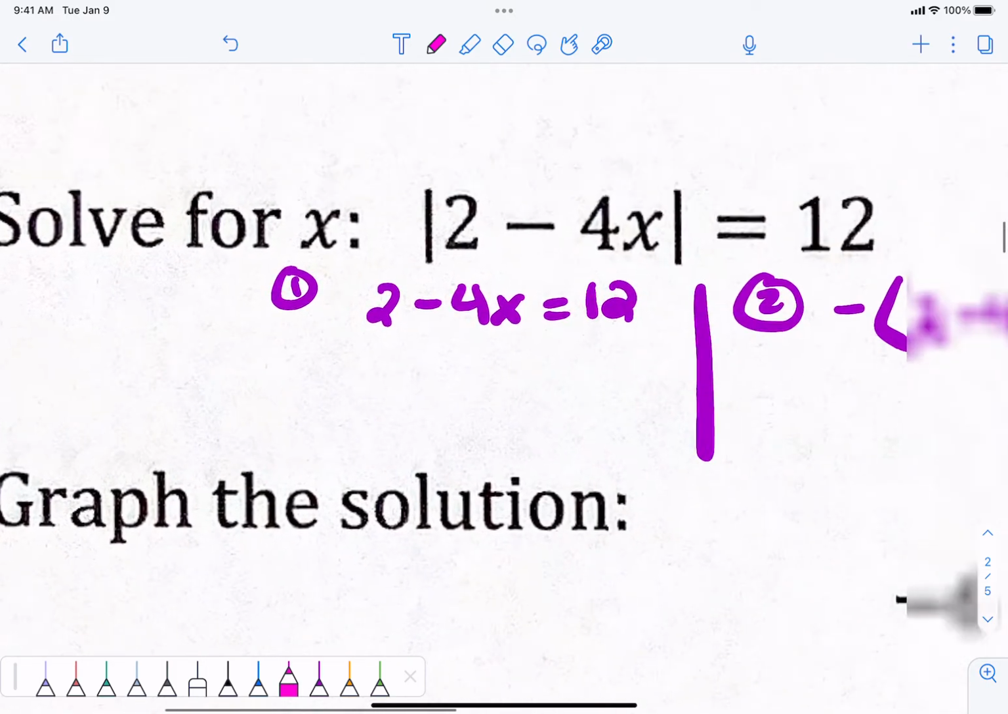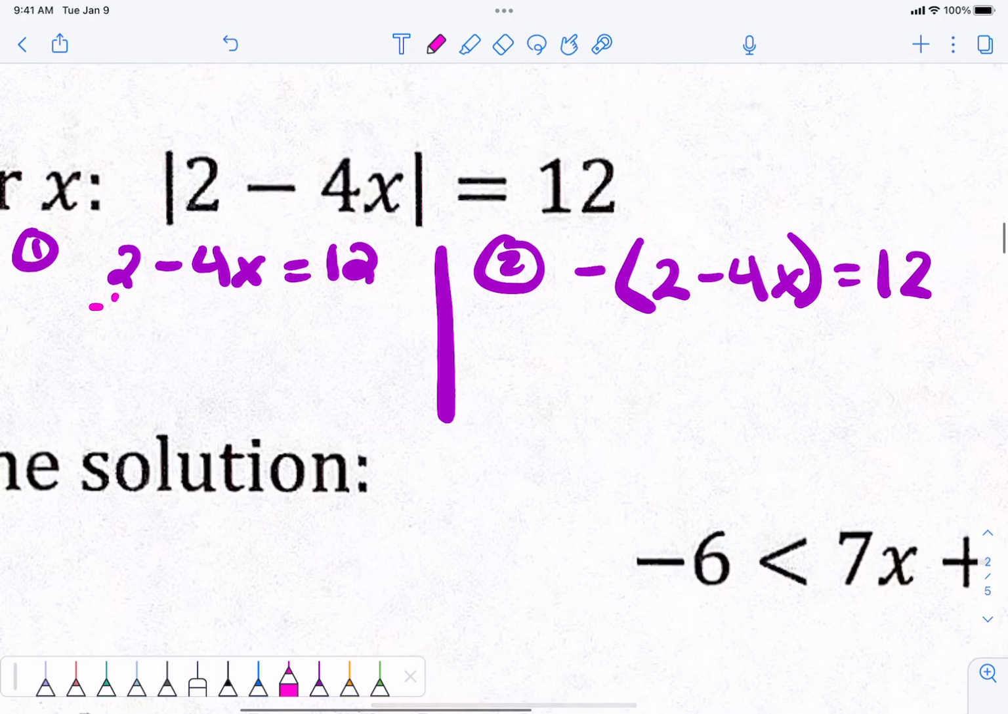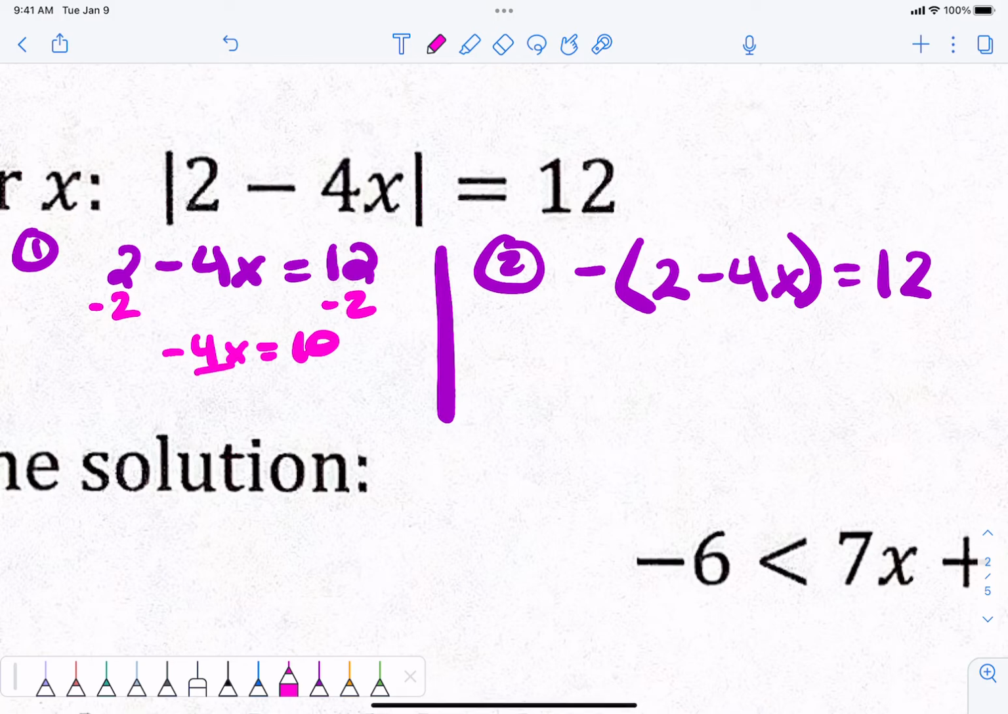We are on number 11, Allie. Okay. All right, so let's solve. Let's subtract the 2. Negative 4x equals 10. And x equals negative 10 over 4 or negative 5 over 2. That's the answer.